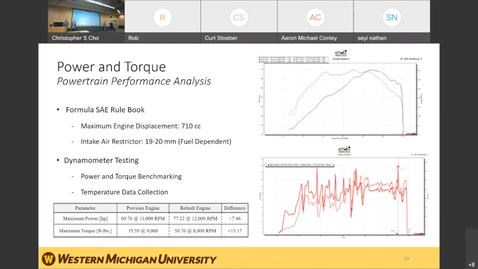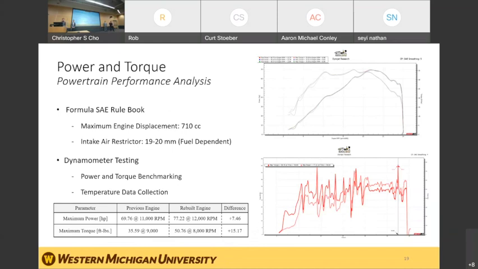WMU's FSAE vehicle is powered by a 2007 Honda CBR 600R engine. Due to FSAE rules, we are limited to 710 cc of displacement, and an air restriction must be applied, which is about 19 to 20 millimeters, dependent on fuel choice. So it's imperative for us to generate as much power as we possibly can.